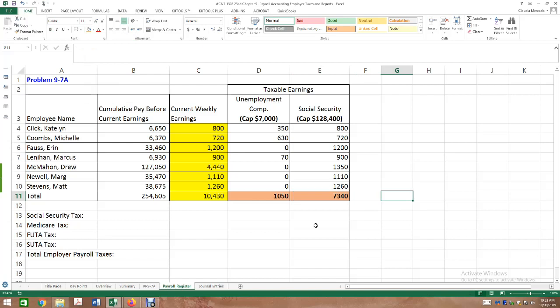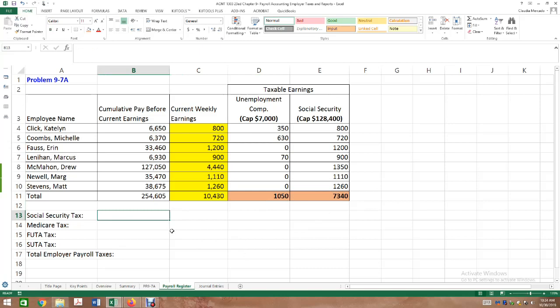So what this means is out of the $10,430 that was paid out to our employees, I'm only going to pay, as the employer, unemployment compensation taxes of $1,050, and I'm only going to pay Social Security taxes on $7,340 of earnings. Why? Because some of these employees have gone above the cap. So we're going to pay taxes only on the portion that is taxable. Now down here, this part is just identifying your taxable earnings.